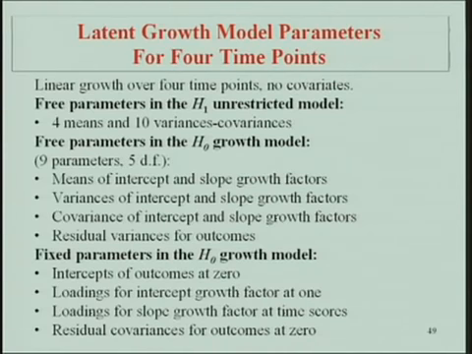But in the H1 model, if you talk about the means and the variances, they are totally unrestricted. We have 4 means, 1 for each time point, and 10 variances and covariances. You get 10 as 4 time points times 5 divided by 2, 20 divided by 2, 10. So you have 14 parameters in the unrestricted model. The parameters in the H0 growth model are 9. So how did they come about?